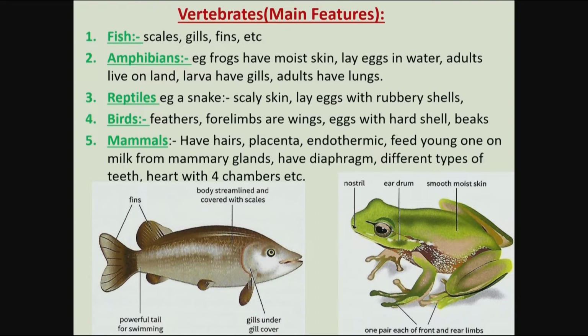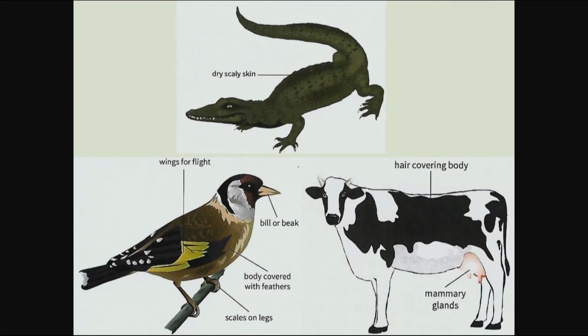Now, the last group of vertebrates are the mammals, including human beings. They have hairs on their skin. They have a placenta. They are endothermic, which means they are able to keep their body temperature normal all the time, despite changes in the external temperature. They feed the young ones on milk from the mammary glands. They have a diaphragm, and they are heterodonts, in other words, they have different types of teeth: the incisors, the canines, the molars, etc. And their heart has 4 chambers.